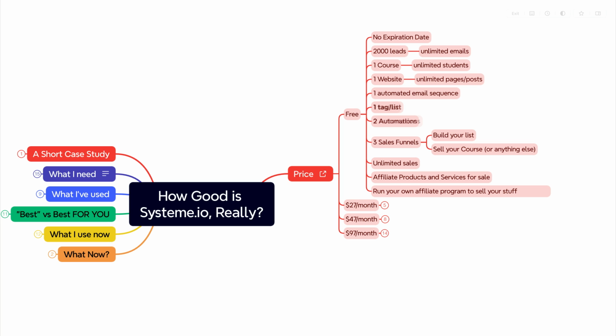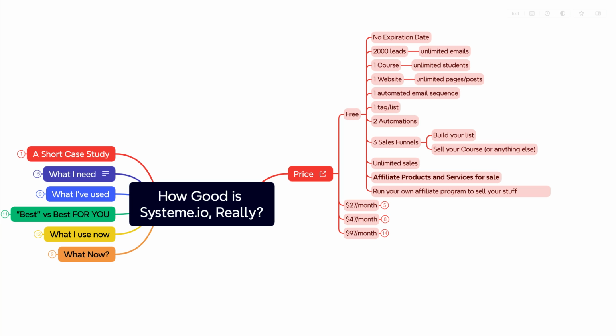The free version allows two automations. You might use these to add someone to an email sequence when someone joins your list. Your free version also allows three sales funnels. You can have up to 15 pages across those sales funnels. You might use these funnels to build your list or to sell your course. There's no limit to the number of sales that you can make on any of the products or courses that you publish on this free system.